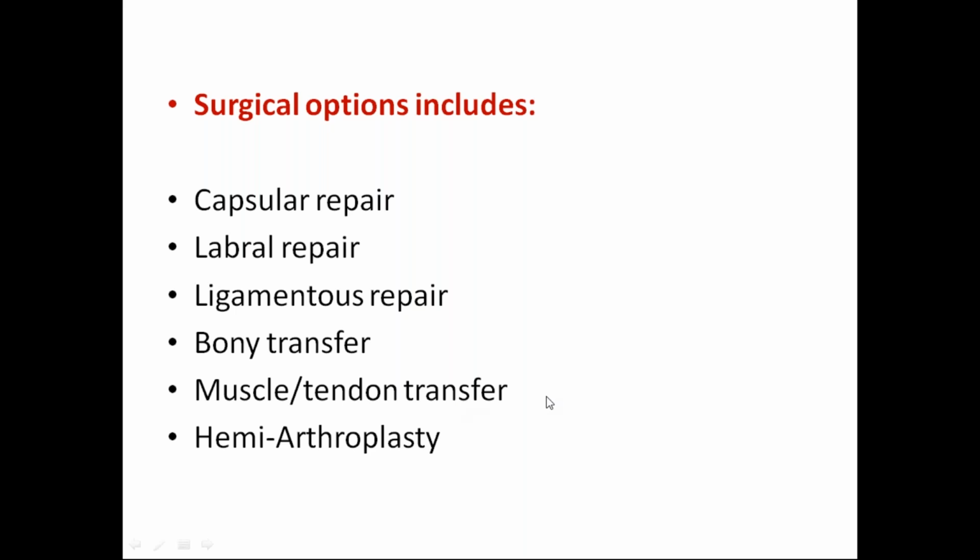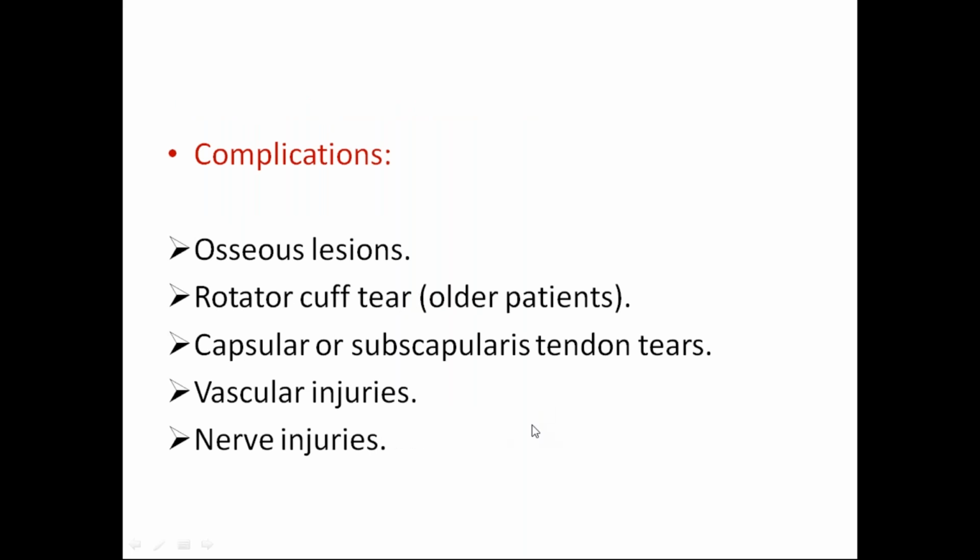And muscle tendon transfer. The most commonly used operation is the Putti-Platt operation. This is mainly for anterior dislocation of the shoulder. Here we detach the subscapularis from the lesser tuberosity and attach it to a higher place so that it prevents anterior dislocation of the shoulder. And hemiarthroplasty. If the shoulder dislocation is associated with fracture of the humeral head, more than 20% or 40% of the humerus head, then it needs replacement of the humerus head.